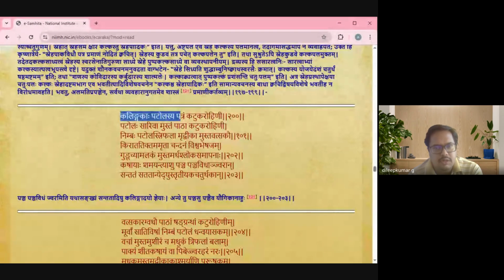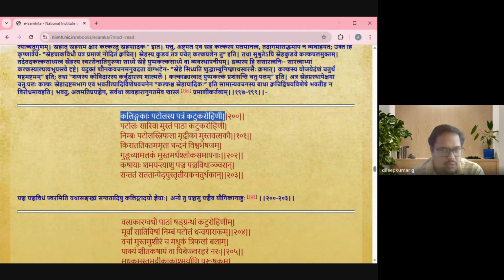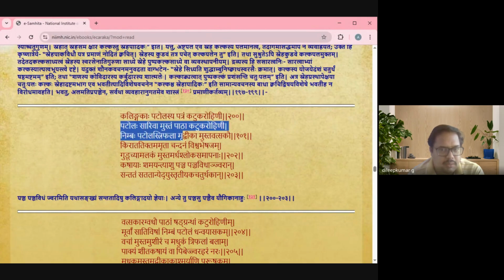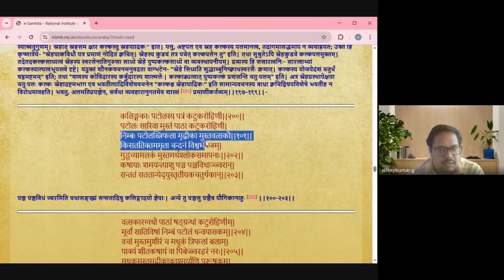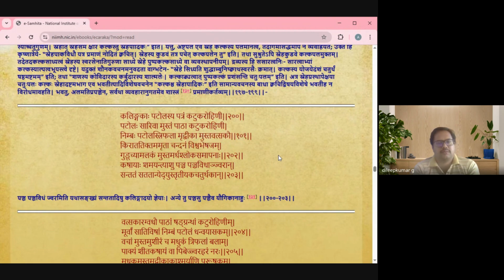Kalingaka patolasya patram katukarohini. This is Santata Jvara nashakam, Rasapachakam. Patola, sariva, musta, pata, katukarohini. This is Raktapachakam. Nimba, patola, triphala, mridvika, mustavasako. This is Mamsapachakam. Kirata tikta, amrita, chandana, vishwabheshaja: Medopachaka. Guduchi, amalaka, musta: for both Asthi and Majja.